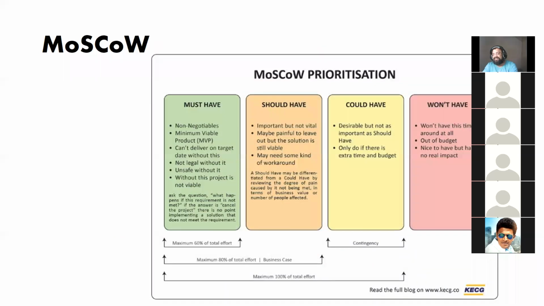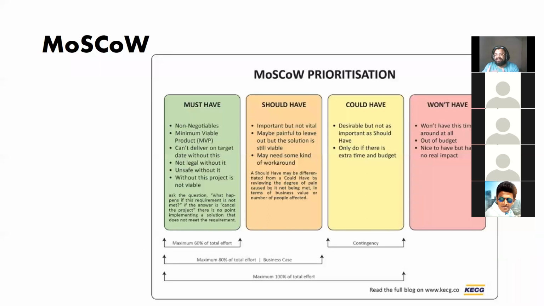As we know, must have, should have, could have, won't have. And how we typically manage here is, in a backlog we tend to have about 60% of the total effort as must haves. That's how we have it, and maximum 80%, the 60 to 80 would be the should haves, and could have is the remainder, and won't have is what we will for sure not do. The must have is nothing but our MVP. That's how we order it.